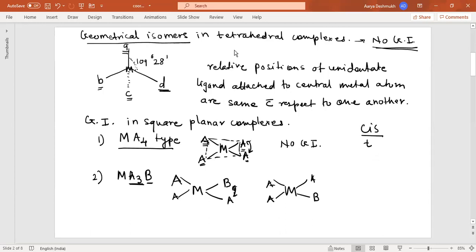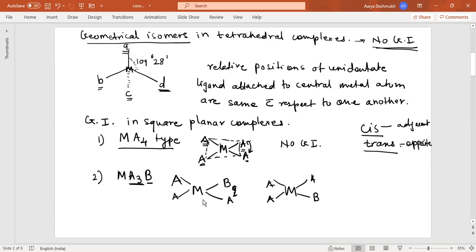One is cis and another is trans. Okay, so cis means the adjacent position of the ligand, and trans means the opposite positions of the ligand. Remember this, you should always remember cis and trans isomers. So how do we find out whether geometrical isomerism is there or not?